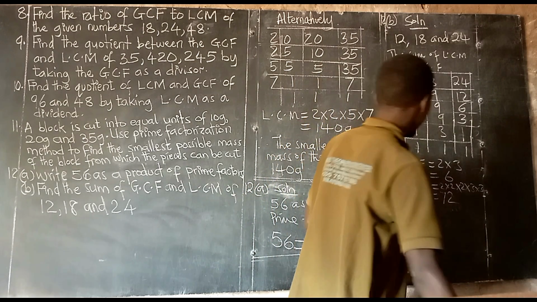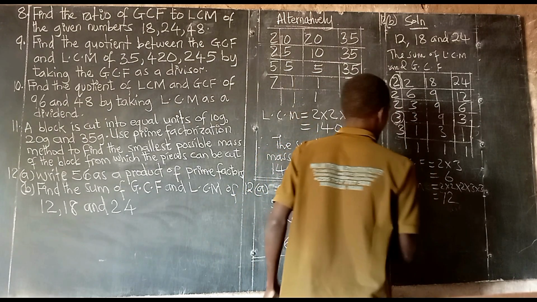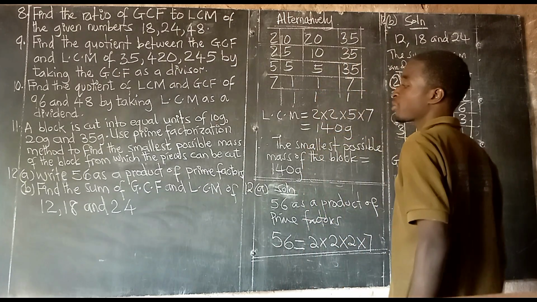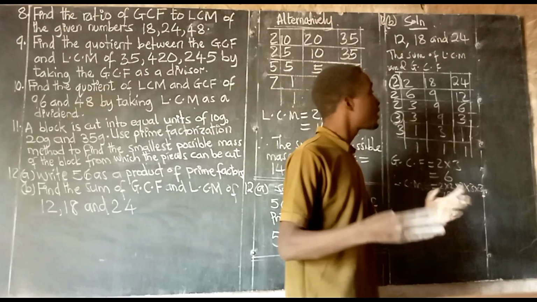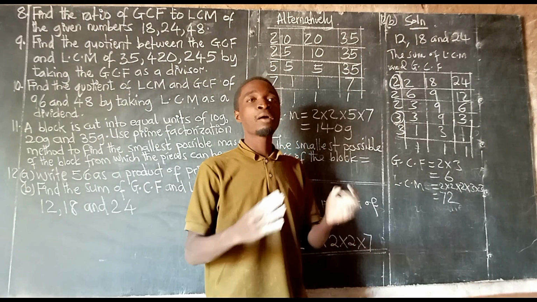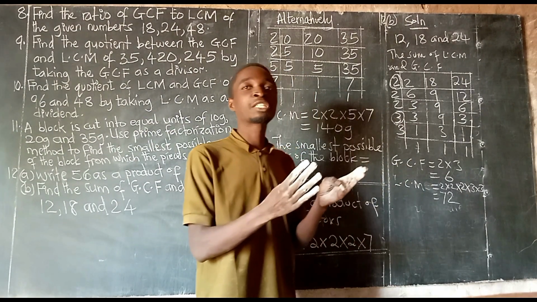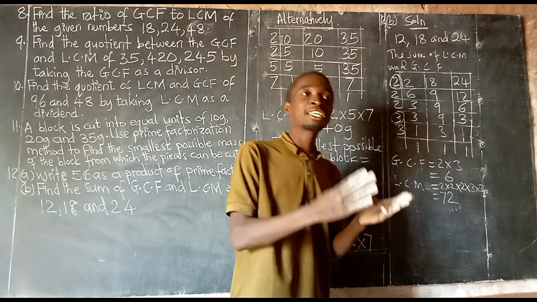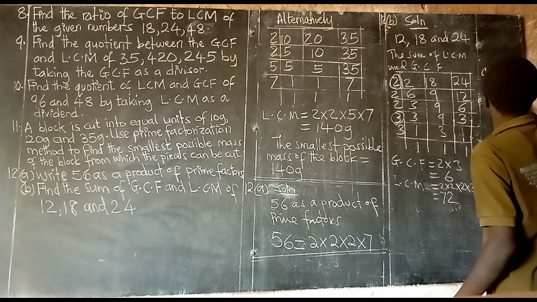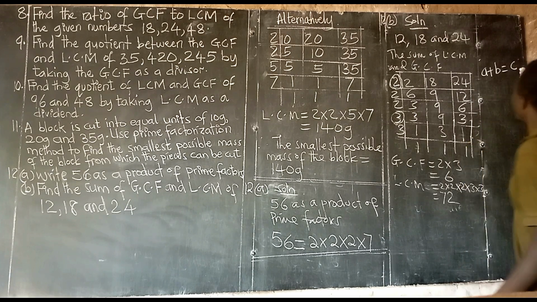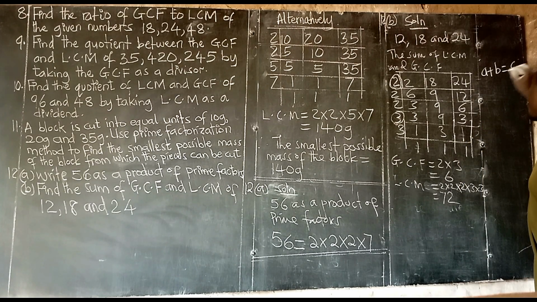Now, after getting 72, what are we asking in the question? We are asking you to find the sum. The sum is the answer obtained when you operate addition between the 2 values. I mean, when I take A plus B and I get C, it means that C is the sum of A and B. So the answer obtained after adding 2 values is what we call the sum.